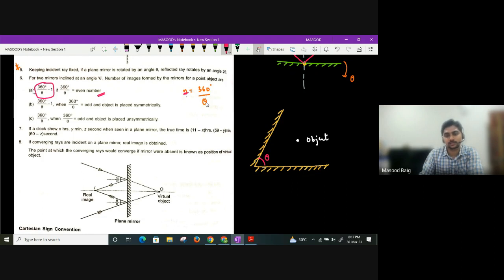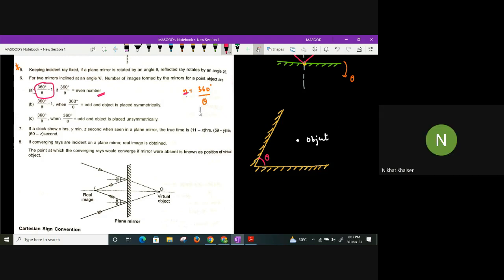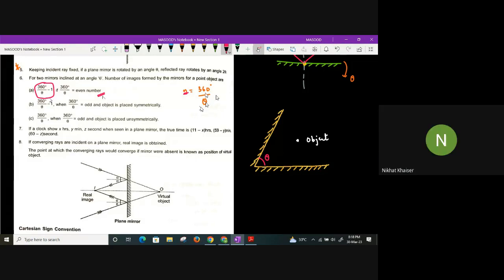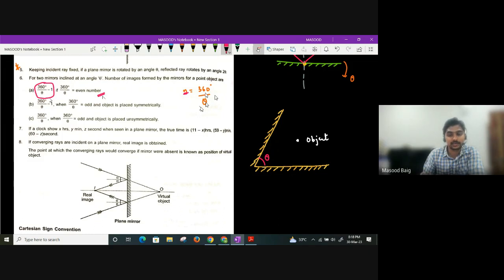Let us take theta value as 120 degrees. How much will you get n value? 360 by 120 is 3. Yes or no? So is that even or odd?